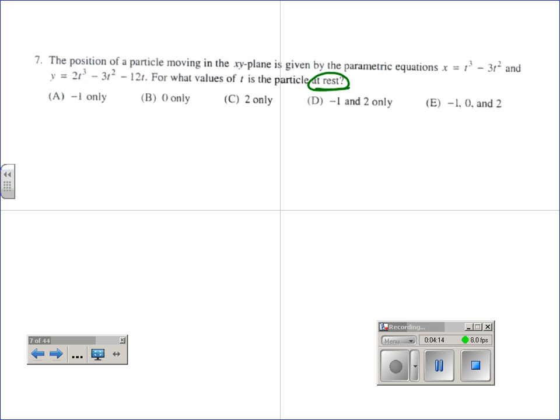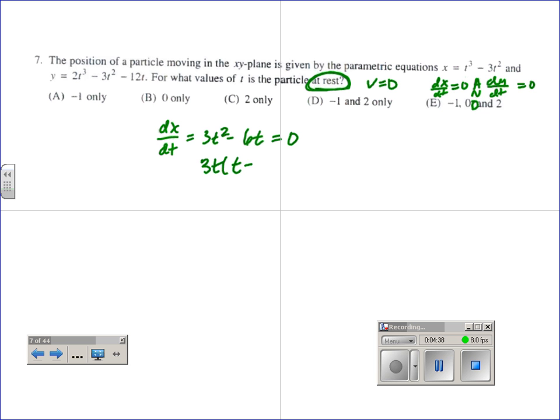When is the particle at rest? Anytime you see this, you should think velocity equals 0. Well, if we have 2 directions, that means that dx dt must equal 0 and dy dt both must equal 0. And, okay, so take the derivative of x, because if one of them is not, that means it has either horizontal or vertical motion. 3t, so t minus 2. And then find dy dt, this is vertical, then motion in the vertical direction. So we have 6t squared minus 6t minus 12.